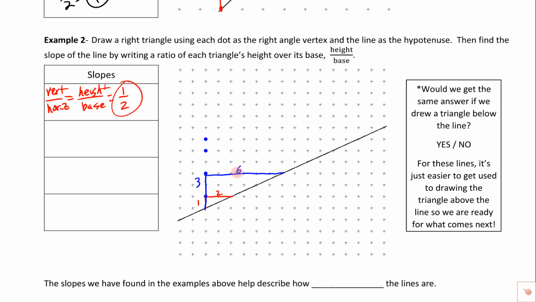So that's a 6. So we're going to do the vertical, which is 3, over the horizontal part, which is 6. So we end up with 1/2. Okay, looking good so far. Going to do the next one.